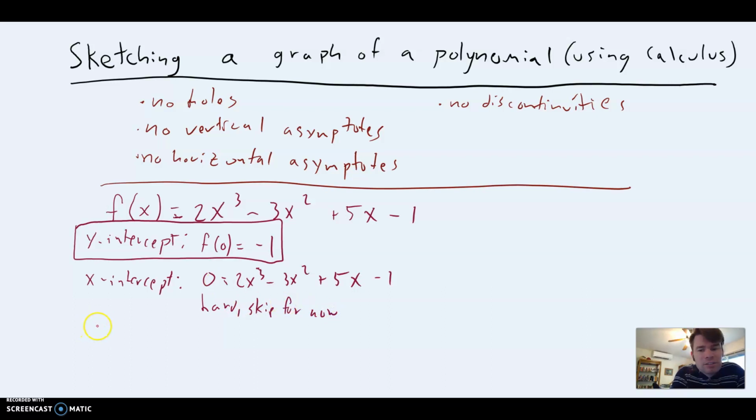All right, let's try to find critical points. So that's where f prime equals 0, or f prime does not exist. So f prime of x is going to be 6x squared minus 6x plus 5. Is that easy to solve? Let's see. Factoring, I need a product of 30 and a sum of negative 6. That's not easy. But this is quadratic, so we can use the quadratic formula.